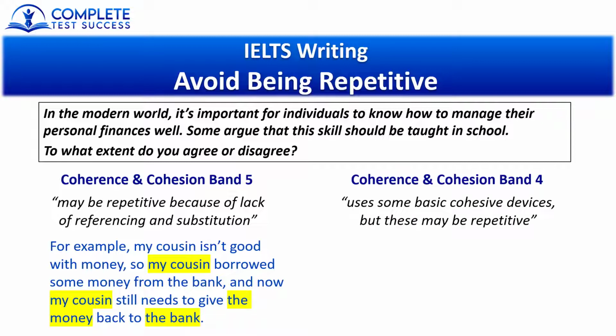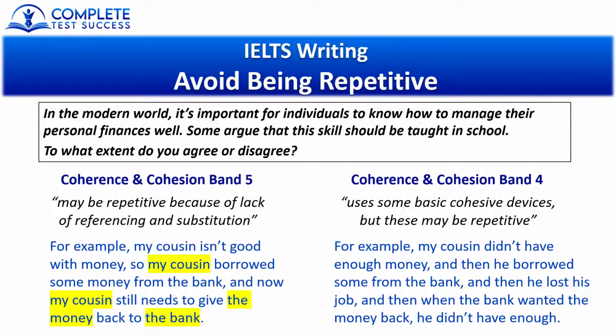For coherence and cohesion band 4, and again this is for task 1 and task 2, it says uses some basic cohesive devices, but these may be repetitive. So an example of this would be, my cousin didn't have enough money, and then he borrowed some from the bank, and then he lost his job, and then when the bank wanted the money back, he didn't have enough. So this kind of repetitive use of cohesive devices like and then, and then, and then is not enough to get a good score. Even if you're using them accurately, the repetitiveness stops you from getting a higher score, which I assume you do need.